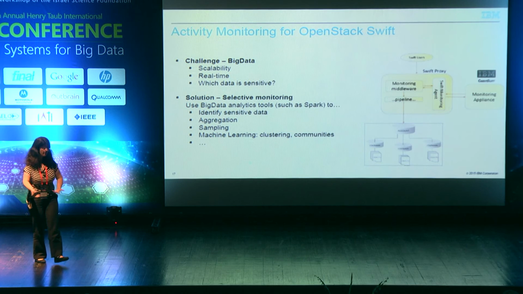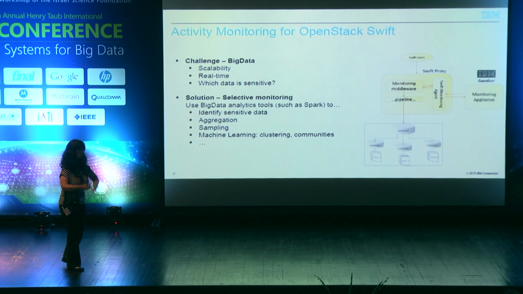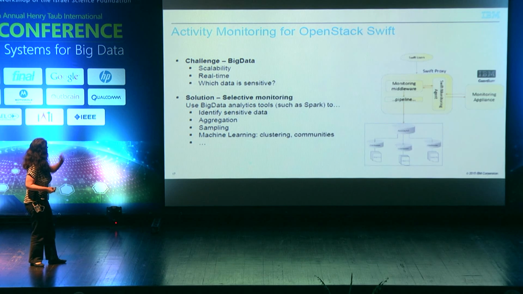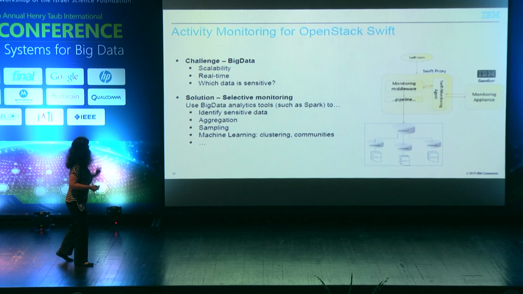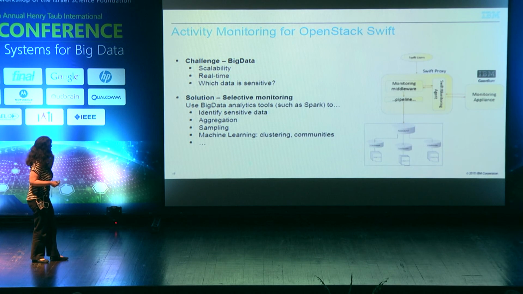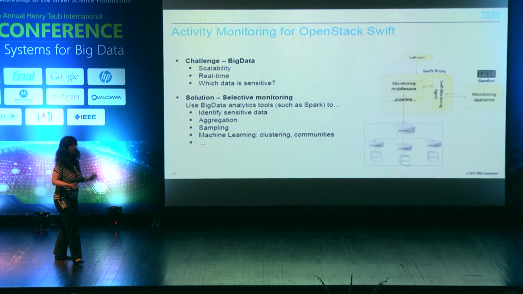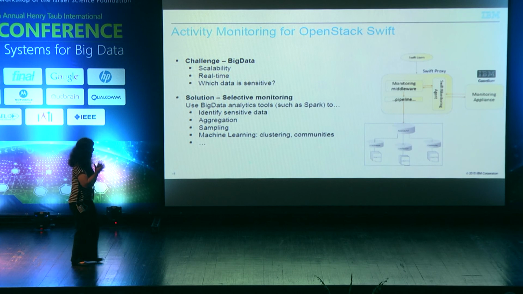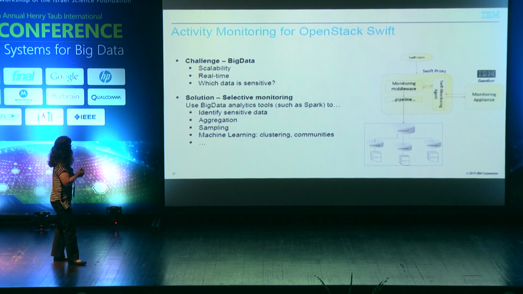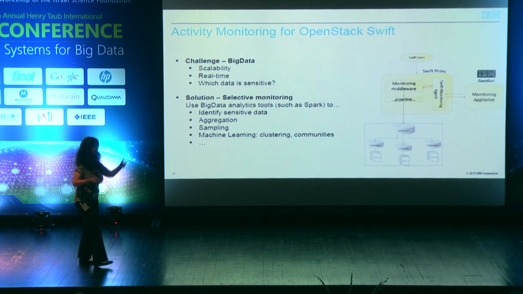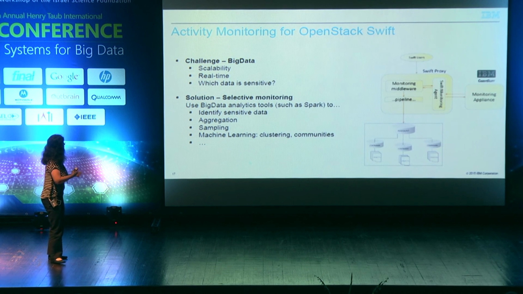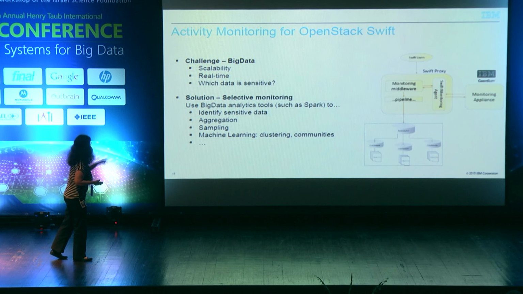We need to identify which data is sensitive, which places exactly we need to put this activity monitoring and audit trail monitoring, etc. So we need to do some selective monitoring. So we need to use these big data tools, such as Spark, to identify sensitive data, and also do some sampling or aggregation, or machine learning algorithms, to see which parts of the data are sensitive and interesting, and then we can monitor them.